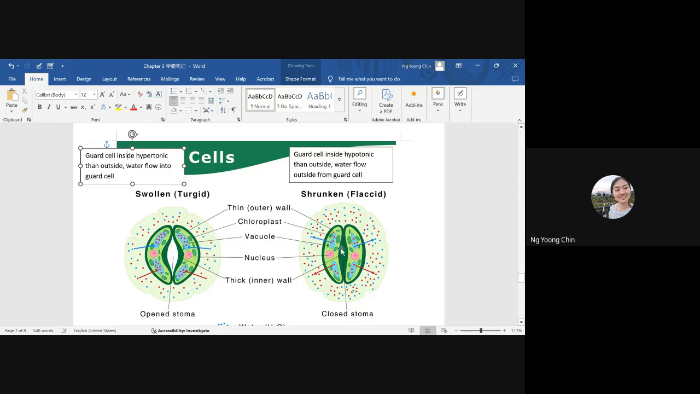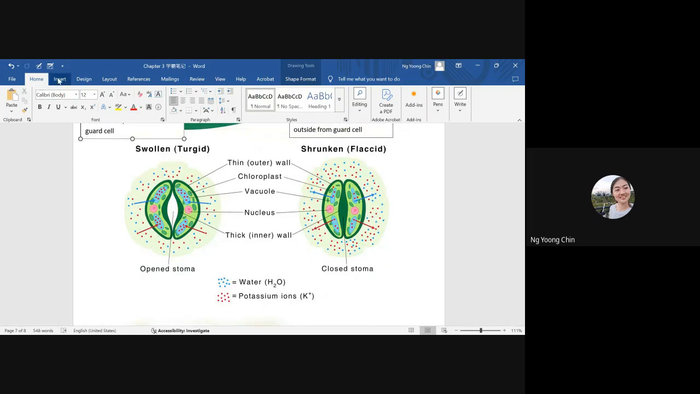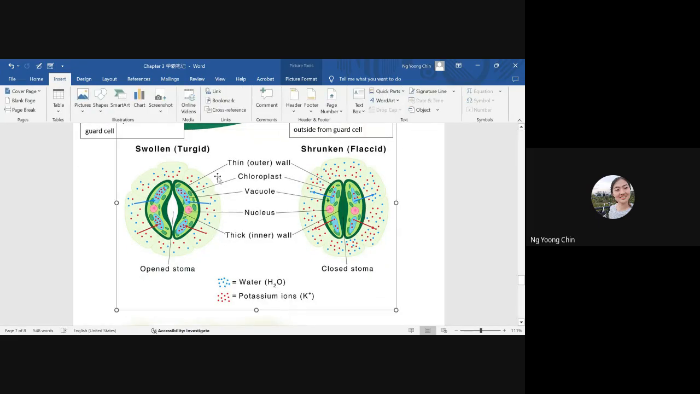So in the guard cell, you can see the vacuole will be shrinking in size. So overall, they will become flaccid. When the guard cell becomes flaccid, the stomata will close. When the guard cell becomes turgid and expands inside, it will cause the stomata to open.